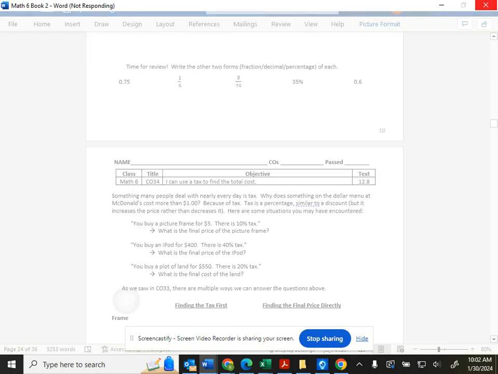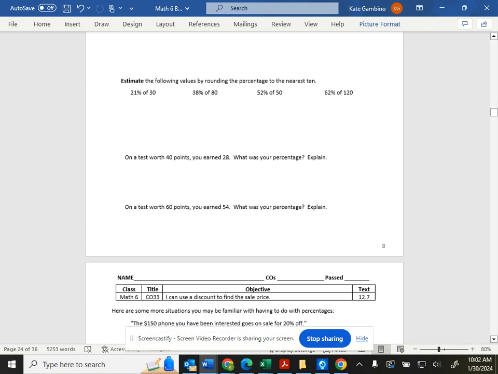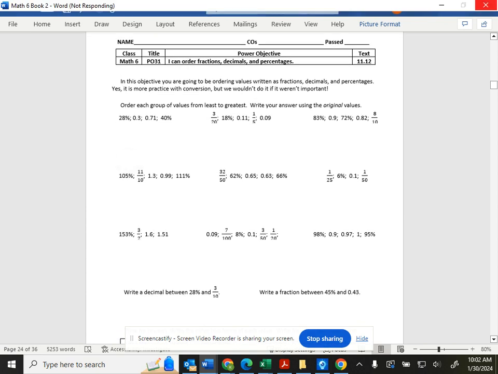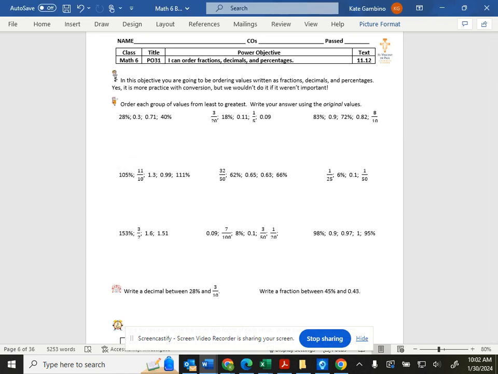Let's refresh our memory as to what it means. PO 31, I can order fractions, decimals, and percentages. When we get fractions, decimals, and percentages all mixed up like that, how do we put them in order? Zelda? You can change it to a percent, decimal, or a fraction. We want them all to be the same. Change them all to percents, change them all to fractions, change them all to decimals. But when ordering them, you have to put them in their original size.